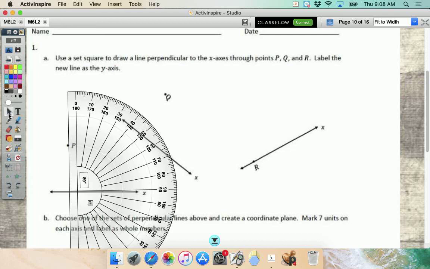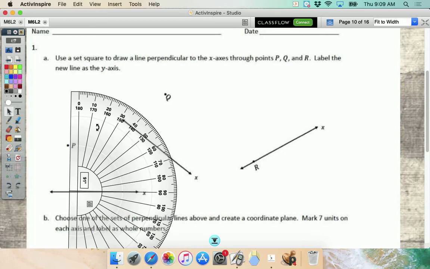Use a protractor to draw a line perpendicular to the x-axis through points P, Q, and R. Label the new line as the y-axis. Okay, so if you can see my protractor, I've tried to get it to 90 degrees. Whoops, did it work? No, that says 91, but it looks closer, okay?